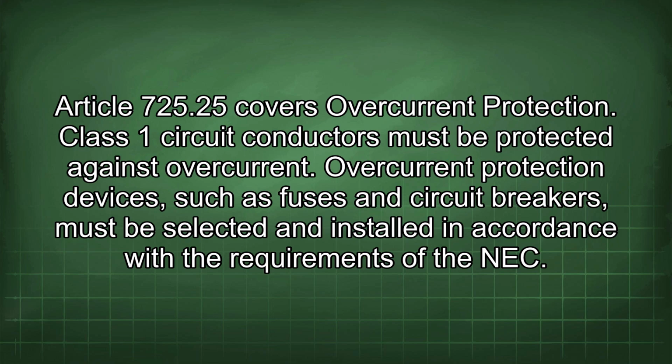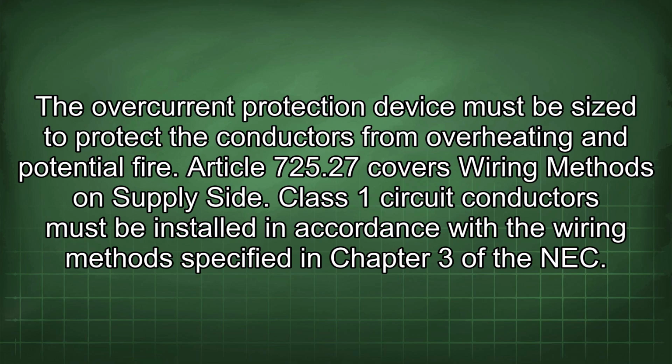Article 725.25 covers overcurrent protection. Class 1 circuit conductors must be protected against overcurrent. Overcurrent protection devices, such as fuses and circuit breakers, must be selected and installed in accordance with the requirements of the NEC. The overcurrent protection device must be sized to protect the conductors from overheating and potential fire.